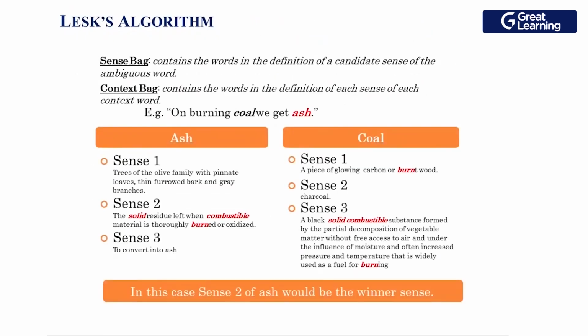So, let's in fact look at this example. On burning coal, we get ash. Okay? And you want to figure out which particular sense of the word ash is being used. So, you want to do word sense disambiguation for the word ash, right?